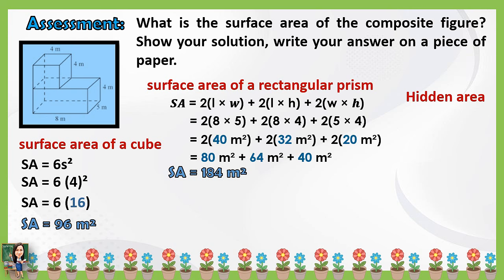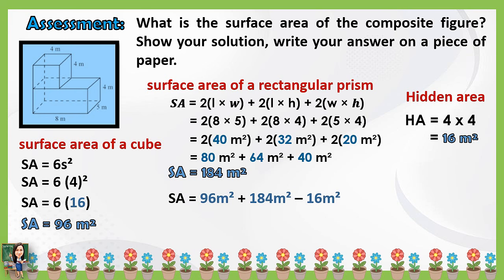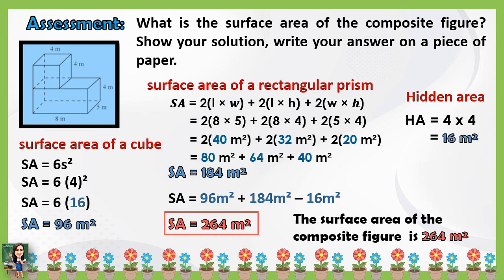There is a hidden area. Hidden area equals 4 times 4. Because the cube sits on the rectangular prism, the hidden area is the bottom of a cube. 4 times 4 equals 16 square meters. Then, add the surface area of a cube, which is 96 square meters, plus the surface area of a rectangular prism, 184 square meters. Then subtract the hidden area, which is 16 square meters. The answer is 264 square meters. The surface area of the composite figure is 264 square meters.